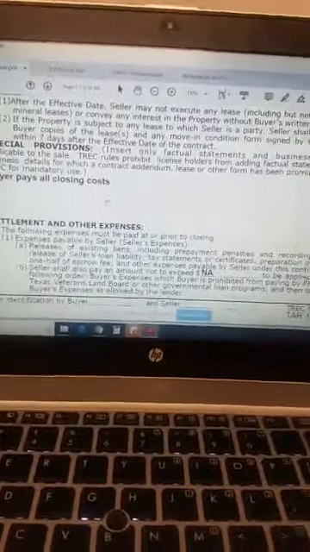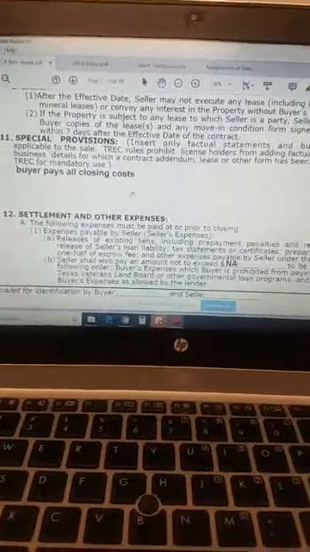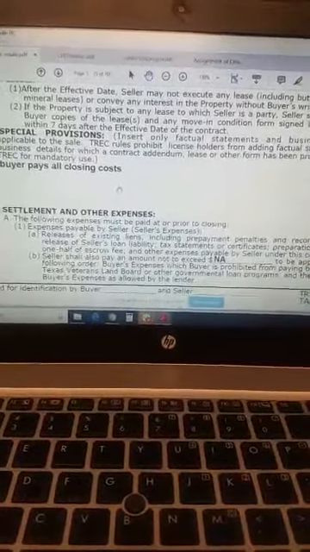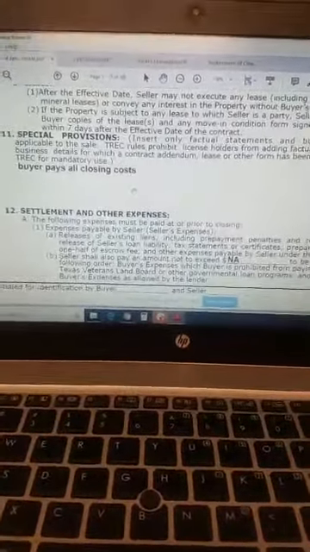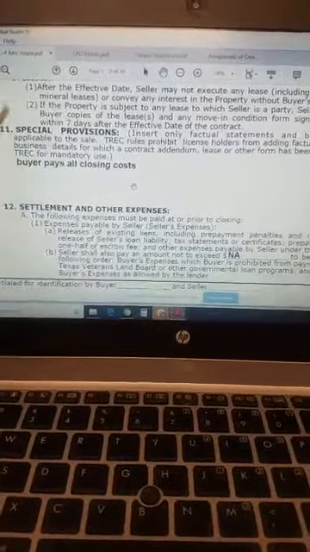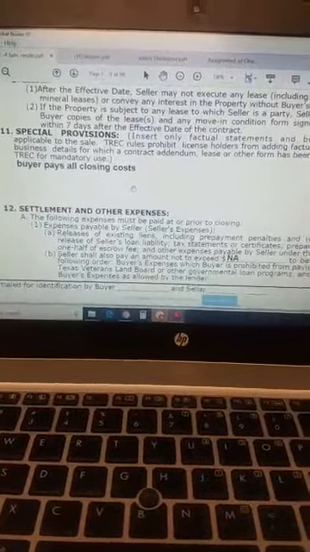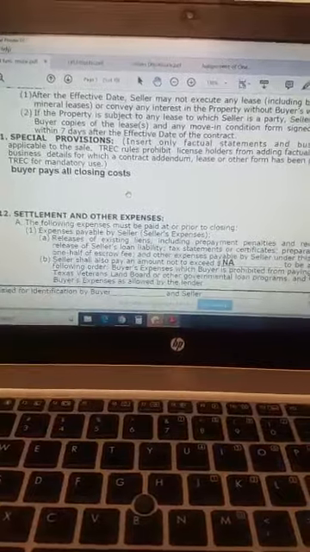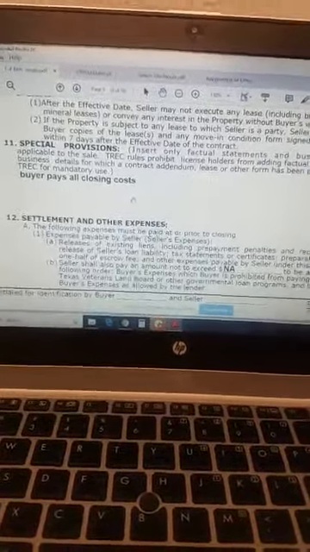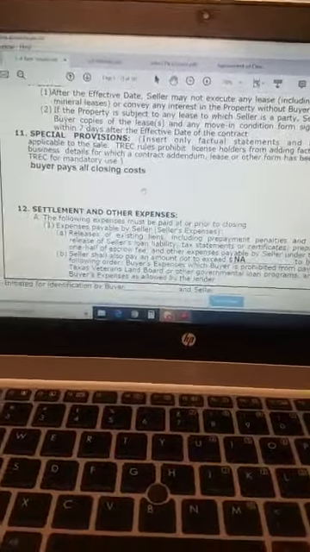Section 11, special provisions. Okay, here's something very important. Buyer pays all closing costs. I've seen where it says buyer pays all closing costs, except for the real estate taxes. I've also seen this special provisions clause say subject to my real estate investment partners inspecting the property, because that could be your way out of the contract as well if you can't find an end buyer, right? So you could load this up with a lot of text.